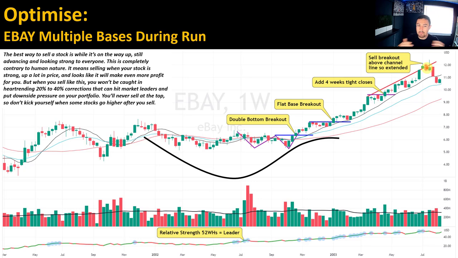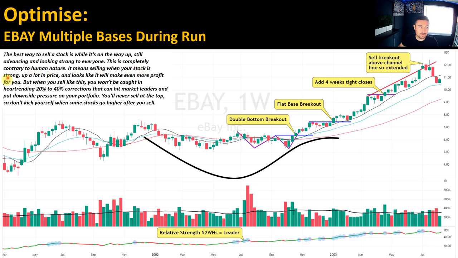So everyone is basically buying in the same vicinity, not all at the exact same points, but pretty much in the same vicinity. But it's interesting how everyone basically manages positions differently, and that is finding something that suits your personality. So the best way to sell a stock is while it's on the way up, still advancing and looking strong to everyone. This is contrary to human nature.